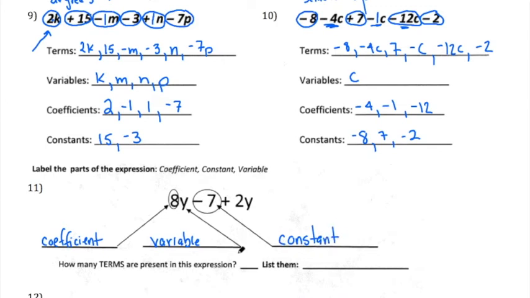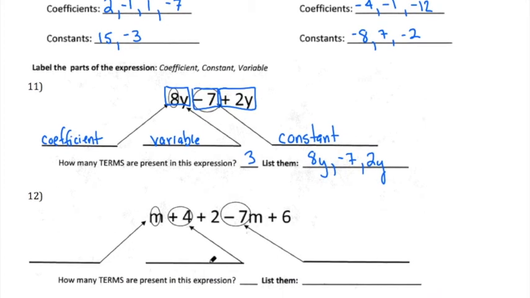Great. How many terms are present in this expression? So there's one. Then we have an addition or subtraction to separate this one, and then another. So we have 3 terms, and they are 8y, negative 7, and 2y.